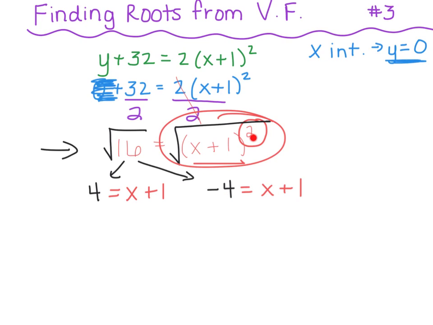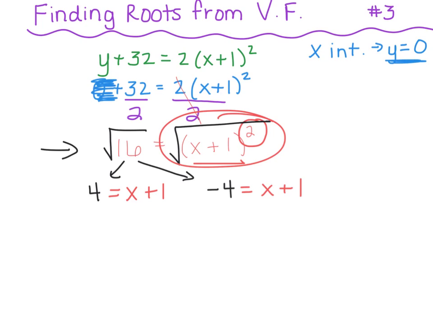Square root over here really just cancels out the square, and I'm left with these parentheses, but I need to set this up as two separate equations. I could have x plus 1 equal to 4. I could have x plus 1 equal to negative 4. Okay? And I do have to solve these separately.